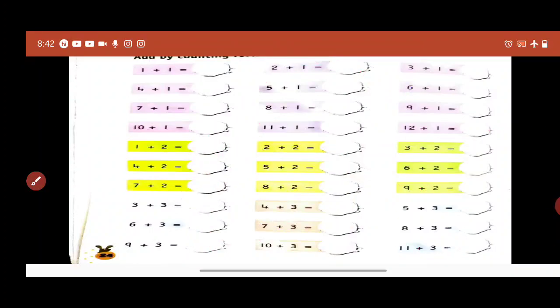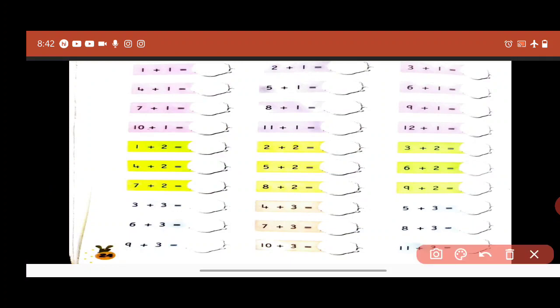Understood? So here, what is 1 plus 1? 2, right? Next, 4 plus 1. We are adding 1 to the first number. So 4 plus 1 is, yes, what comes after 4? 5. So similarly, you have to do all these questions.